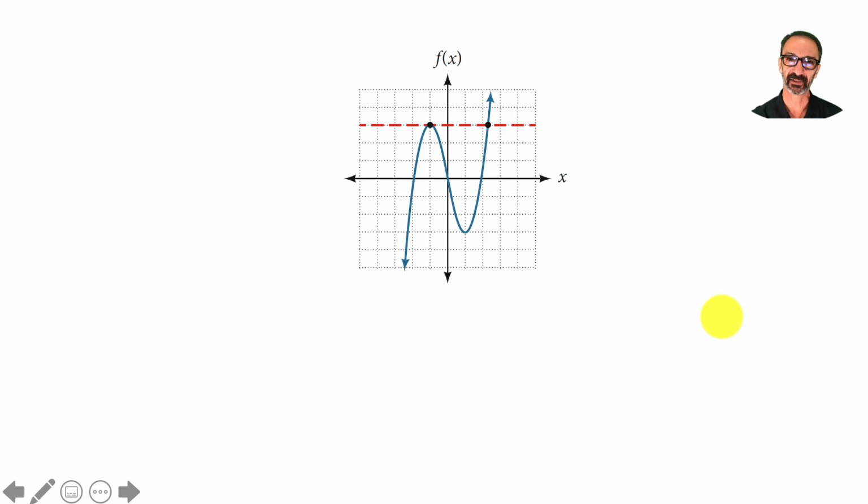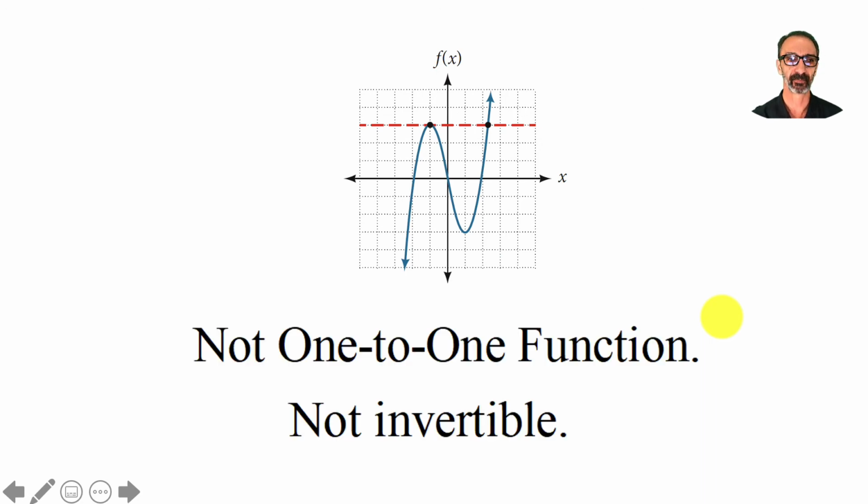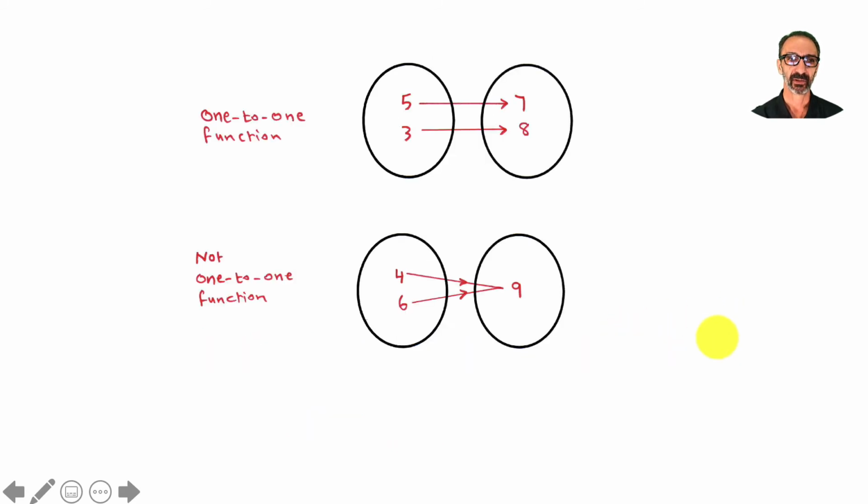This is definitely not a one-to-one function, so we can't invert this function. This is one-to-one and it's a function, and we could clearly invert it and call it an inverse function. This is exactly what one-to-one talks about. Every output, every y, comes from exactly one input. This one relates to two different inputs, so that's not a one-to-one function.